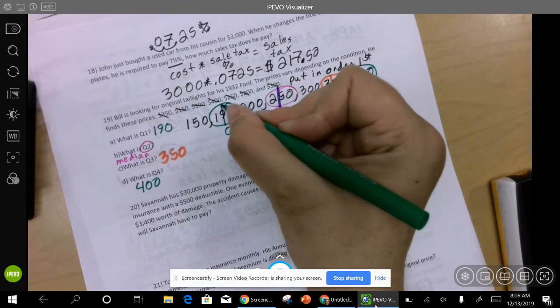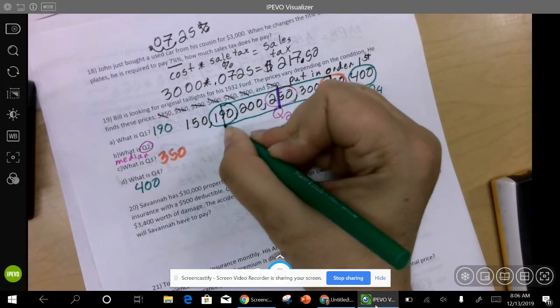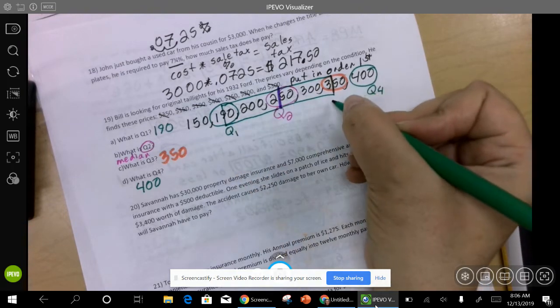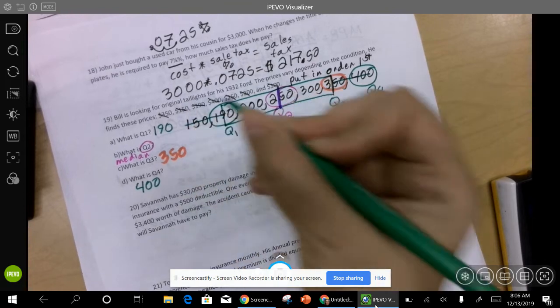Okay, so everybody, if we're doing our box and whisker plots, remember our box is between quartile 1 to quartile 3, and then we would have our whiskers.